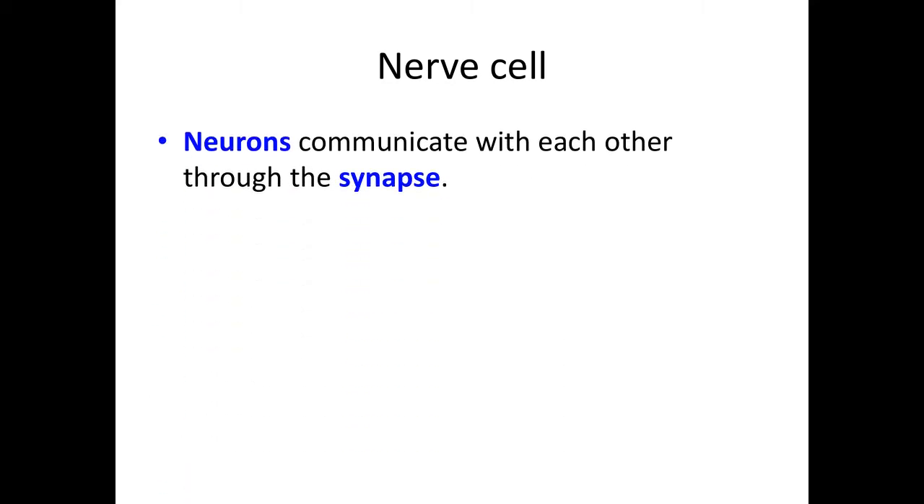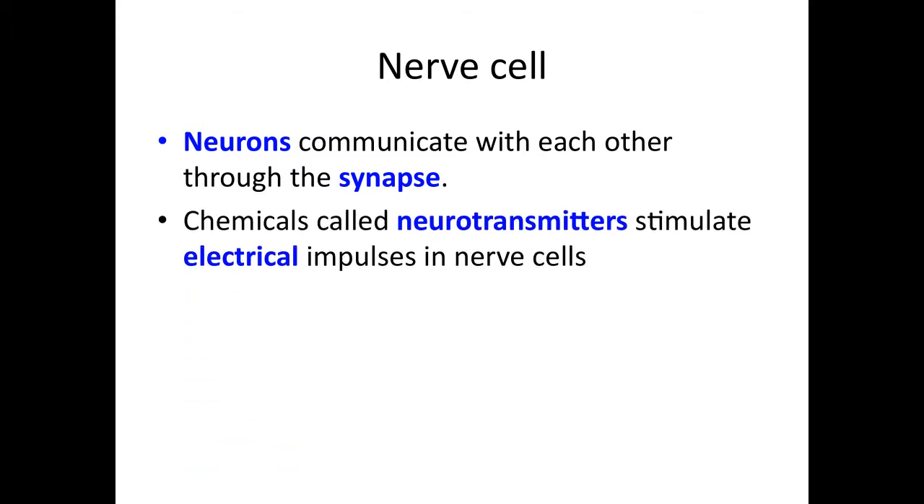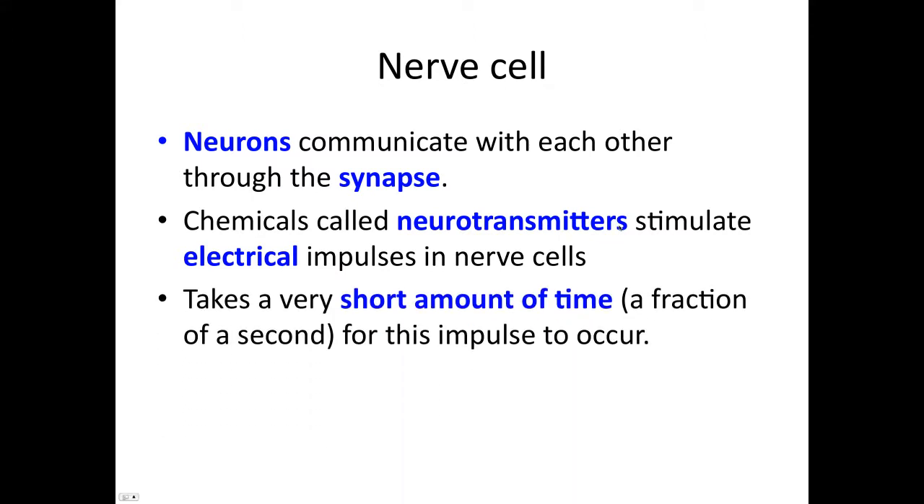So neurons are actually going to communicate with each other through the synapse. So yes, you have the electrical current running through that neuron that we just looked at, but when we have a gap between a neuron and another neuron, we can't carry that electrical signal. What happens is that chemicals called neurotransmitters are going to stimulate electrical impulses. And this takes a very short amount of time. It takes about a fraction of a second to occur.